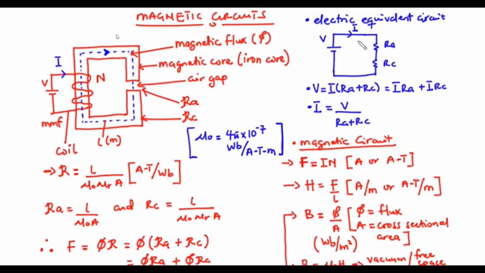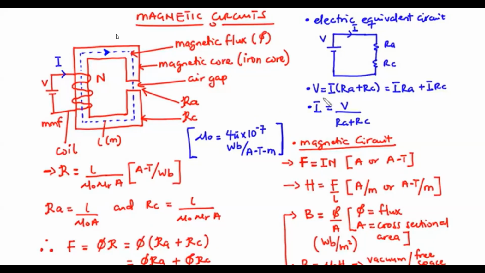Now let's focus on the electric equivalent of this circuit. So here we have a voltage source V that is driving current I through the circuit, and the resistance of this circuit is made up of the resistance as a result of the air gap as well as the resistance as a result of the iron core.